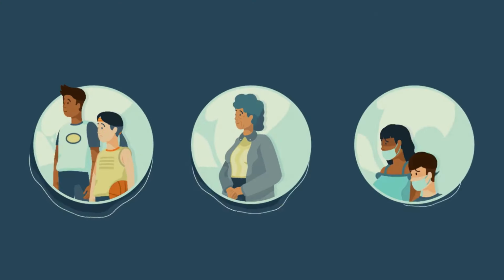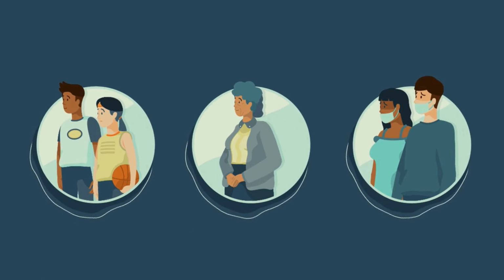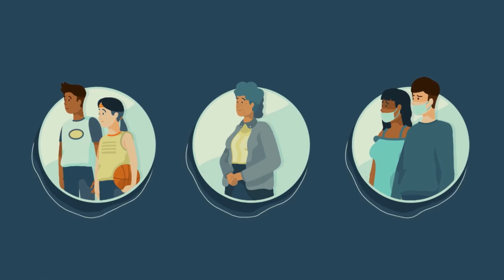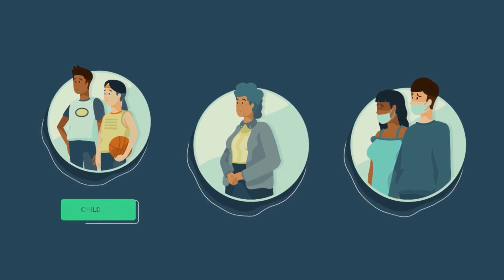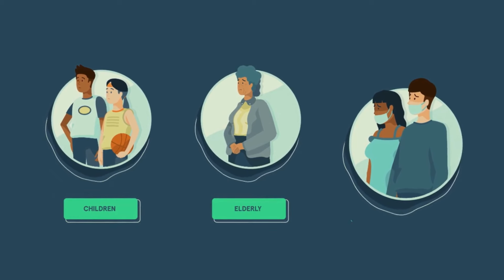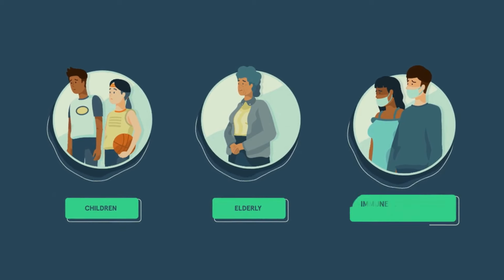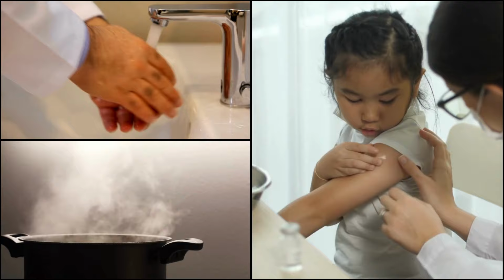Children, the elderly, and immunocompromised patients are at higher risk for complications. Keep a close watch on hydration status in children. Elderly patients often have comorbidities that can worsen outcomes. Immunocompromised individuals may require more aggressive workups and treatments.